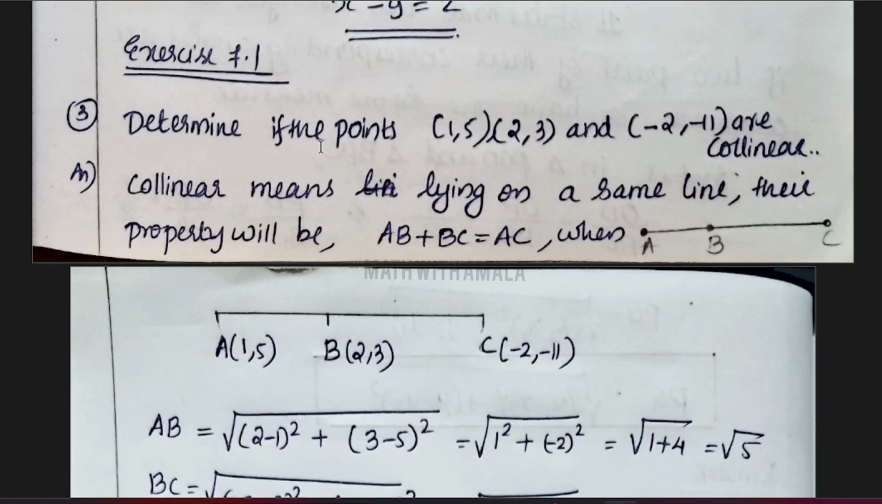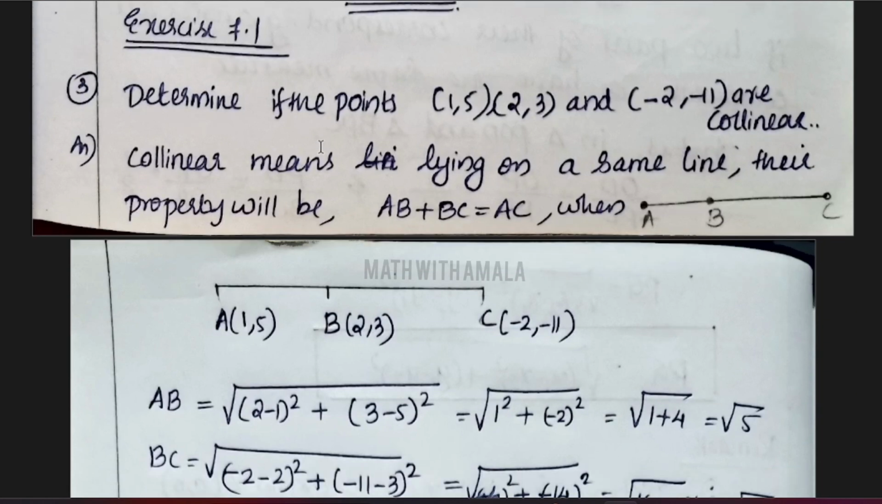Collinear means if all the three points are lying on a same line, then they are called collinear points. And also they should satisfy AB plus BC equal to AC. If they are lying on the same line, this will be automatically satisfied. AB plus BC equal to AC has to be satisfied for being collinear.